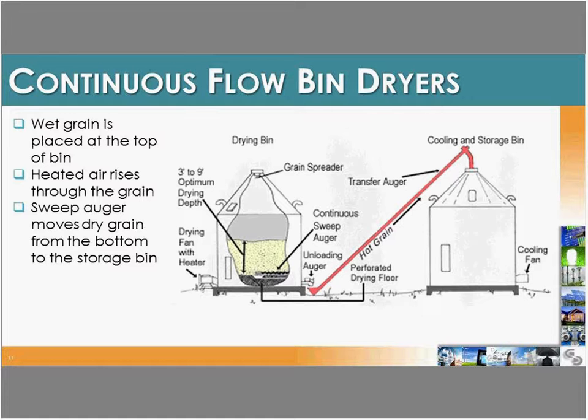So that grain that's dry on the bottom is being intermittently removed as it dries and then transferred to the storage. Well, it's still hot, so that's where that cooling is going to begin. So the bin now is basically a dryer, and that grain is being moved.